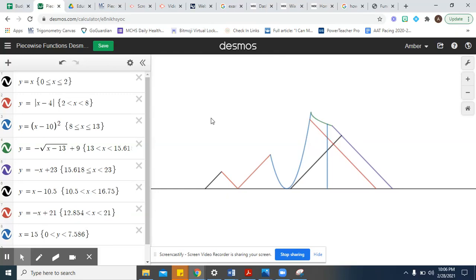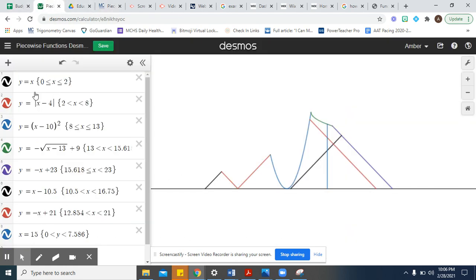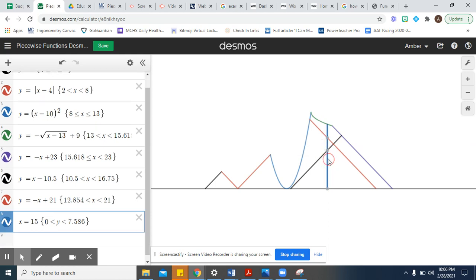In order to demonstrate our knowledge of piecewise functions, we are going to be creating a roller coaster project in Desmos. Based on the rubric that I have included, we want to include the required functions of one linear function, one quadratic function, one absolute value function, and one square root function. You will be required to restrict the domain correctly.